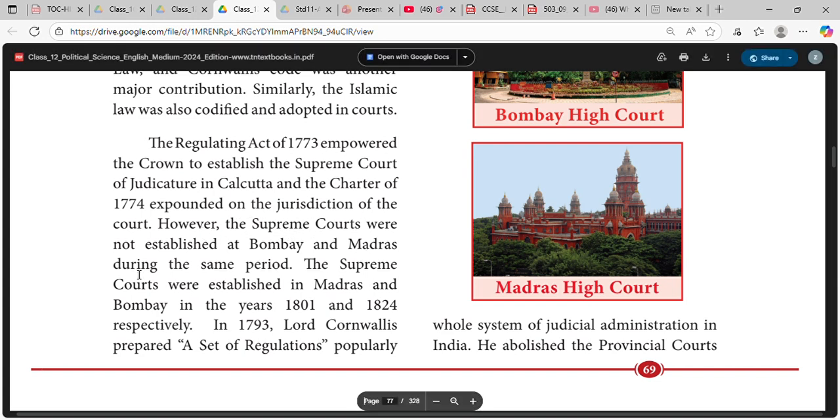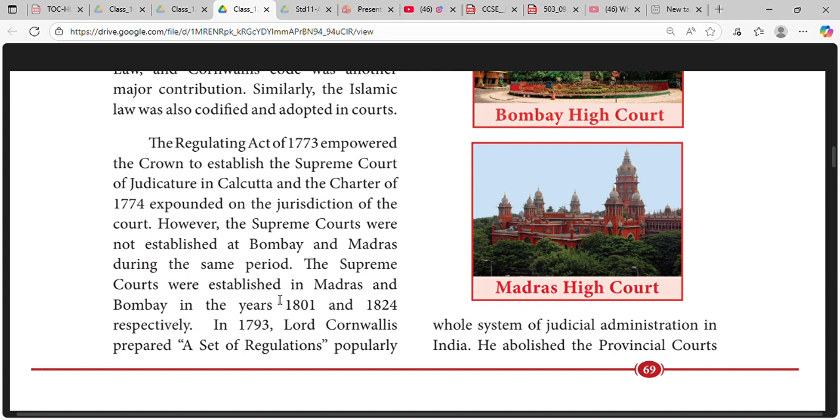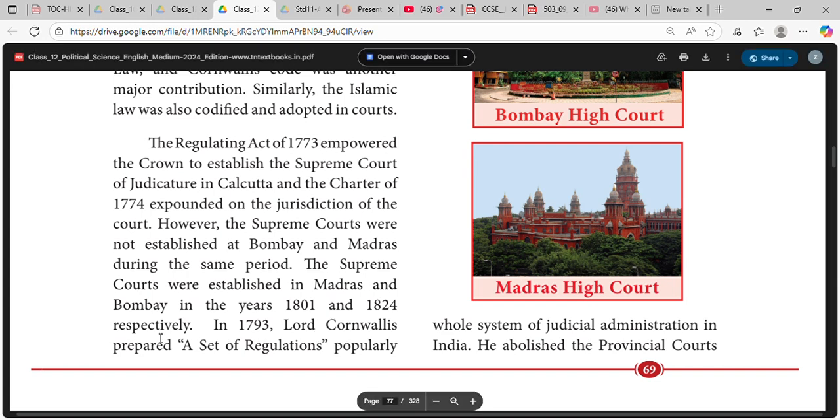However, the Supreme Courts were not established at Bombay and Madras during the same period. The Supreme Courts were established in Madras and Bombay in the years 1801 and 1824 respectively.